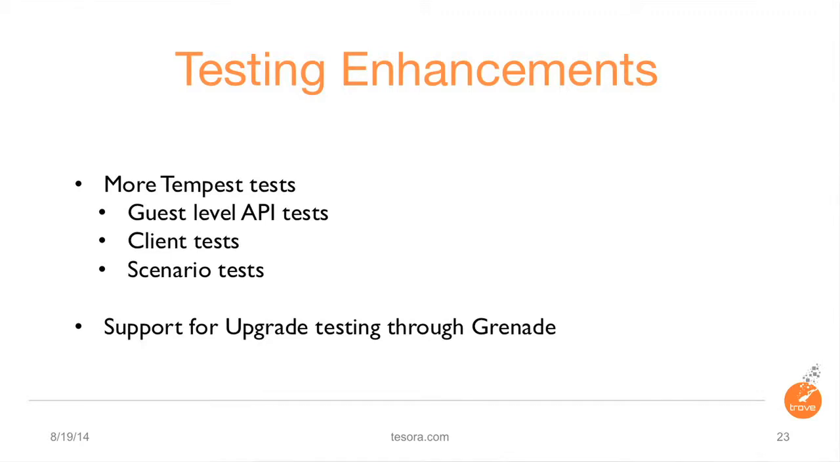A lot more testing enhancements in Juno. More Tempest tests being added. Support for guest-level API tests that didn't exist. Some further client tests for the actual Python Trove client. And scenario tests, so tests that run complete end-to-end scenarios. For example, spin up a Trove instance, take a backup of that instance, do a restore of the backup, and make sure things are working end-to-end. So we're working on that as well.